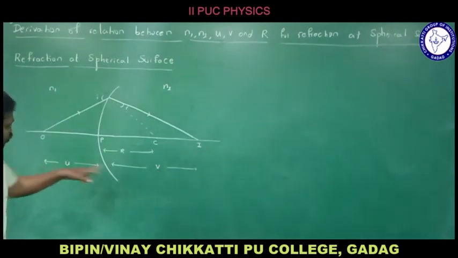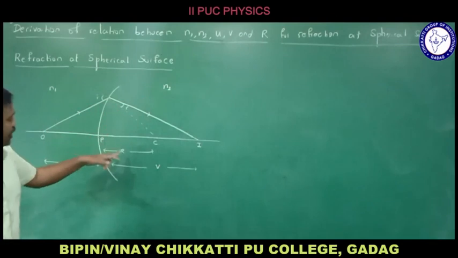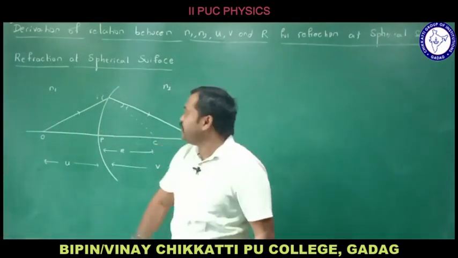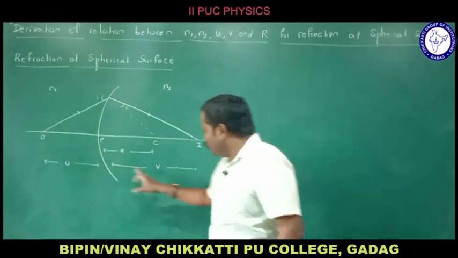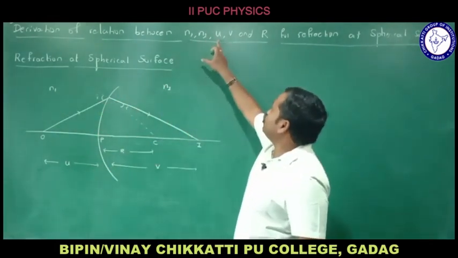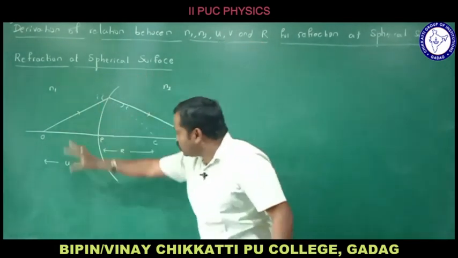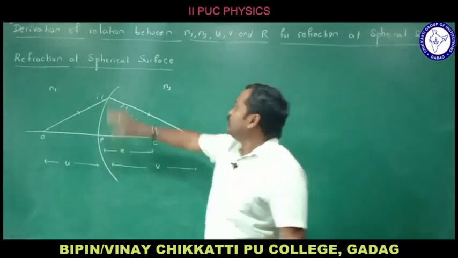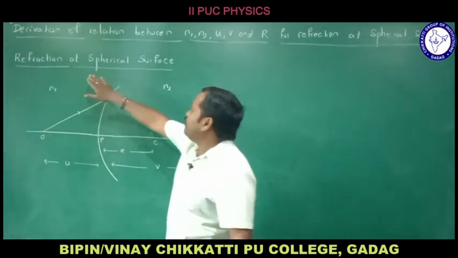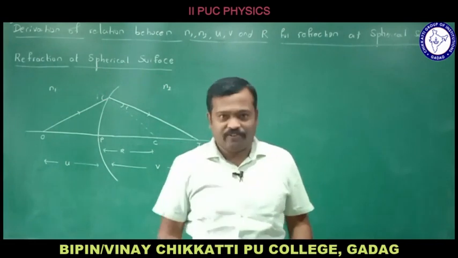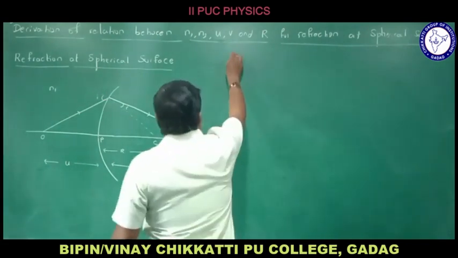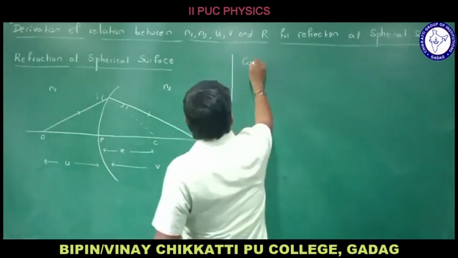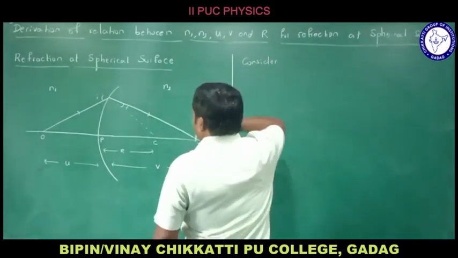So you got U, V, N1, N2 and R. We are deriving the relationship between these five quantities, N1, N2, U, V and R, right? That gives how the light actually behaves when refraction at a spherical surface takes place, right? Okay, let us find the relationship between these. Okay, consider a spherical surface. Let me begin with the derivation here.